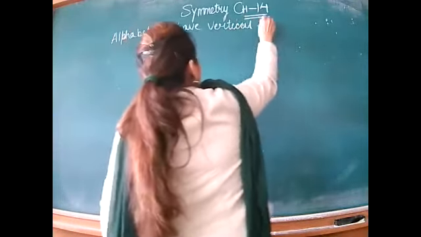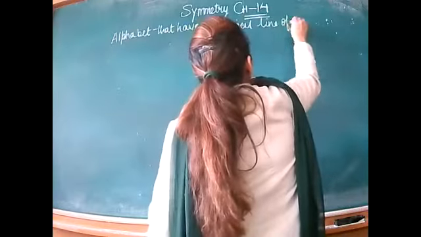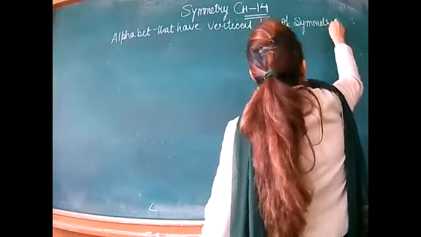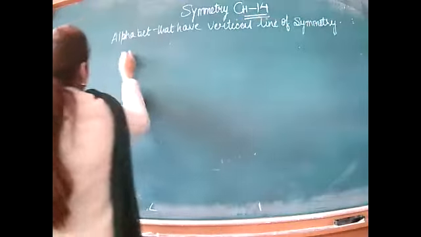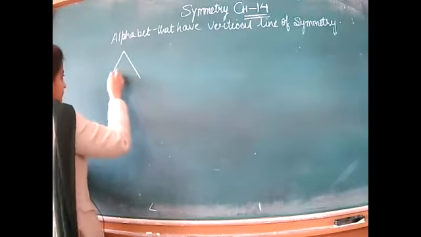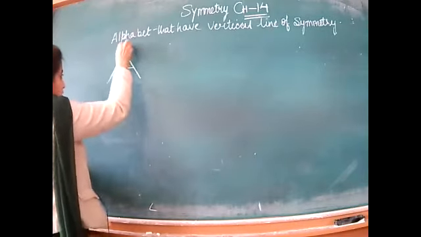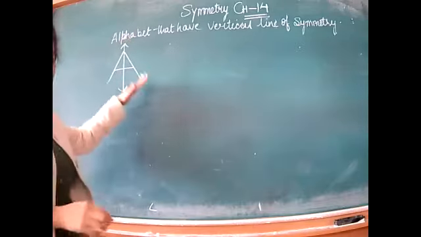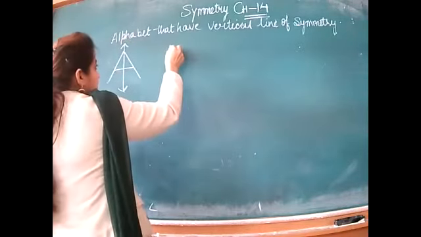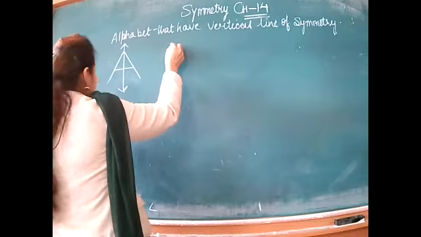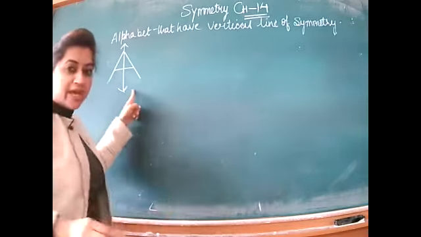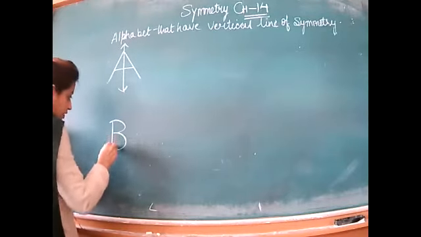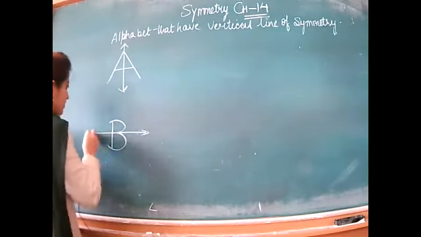vertical line of symmetry. Vertical line of symmetry, like A. If you join the line like this, it will divide A into two equal parts. Now look, B has a horizontal line of symmetry.